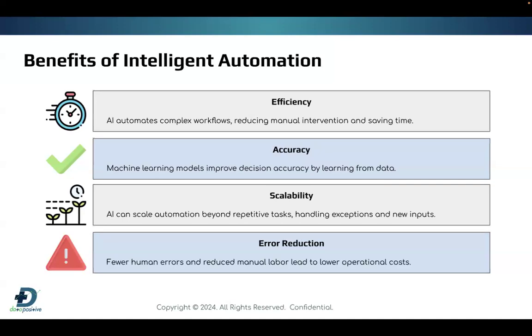Accuracy. You're going to get better if you actually set up the system to learn and to be more consistent. Scalability. Just like data processes have patterns, we've automated this one thing over here, we can apply it over here. So you just think about how it can scale, doing exceptions, new inputs, different areas of the business. It starts to allow for a much quicker innovation cycle. And then finally, less errors.